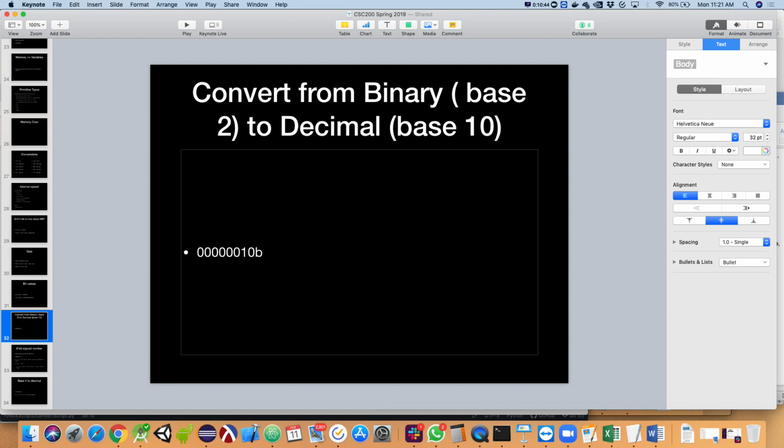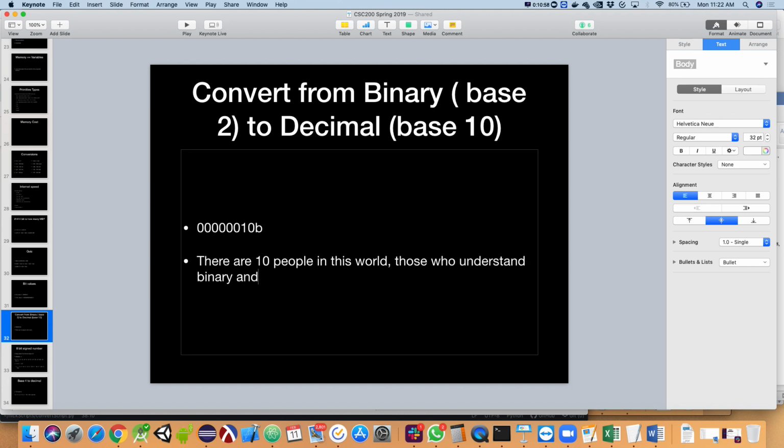Maybe you've even seen the T-shirt before. It's a T-shirt that says there are 10 people in the world, those who understand binary and those who don't. So if you know binary, you understand that this is the number 2. If you don't know binary, you read that as a 10. That means you don't know binary. Make sense? How many of you have seen that shirt before, or a bumper sticker, or somebody who had it maybe tattooed on their face?